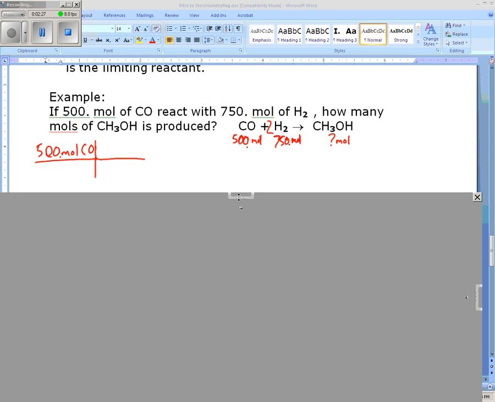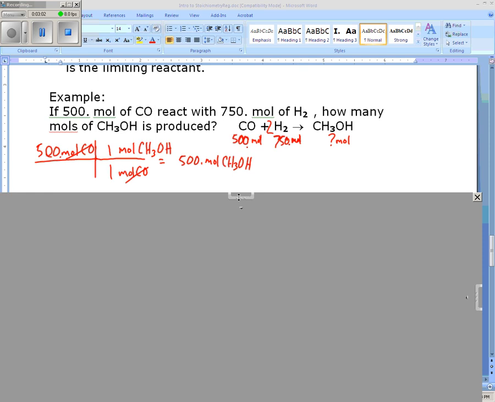That's CH3OH. So, can I use mole ratio? Yes. Moles of CO to moles of CH3OH, just like we did before. The coefficients here are 1 and 1. If there is no coefficient, it's understood to be 1. Moles of CO cancel, and so I end up with 500 moles of CH3OH. What this tells me is that if I use all 500 moles of CO, I'm going to produce 500 moles of CH3OH.